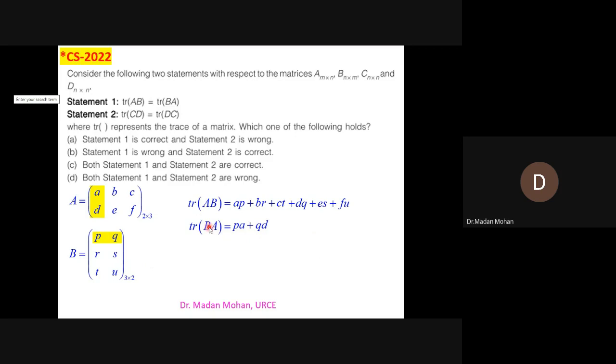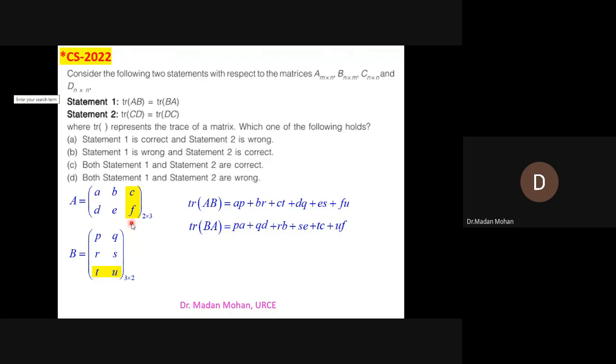Now second row of B, please, because trace means diagonal. Second row of B with second column of A. Okay, 2 element. Now tell me the second element. RB plus SE. Very good, RB plus SE. Now the third element, because it is a 3 cross 3 matrix. Third row of B with the third column of A. What do you get? TC plus UF.